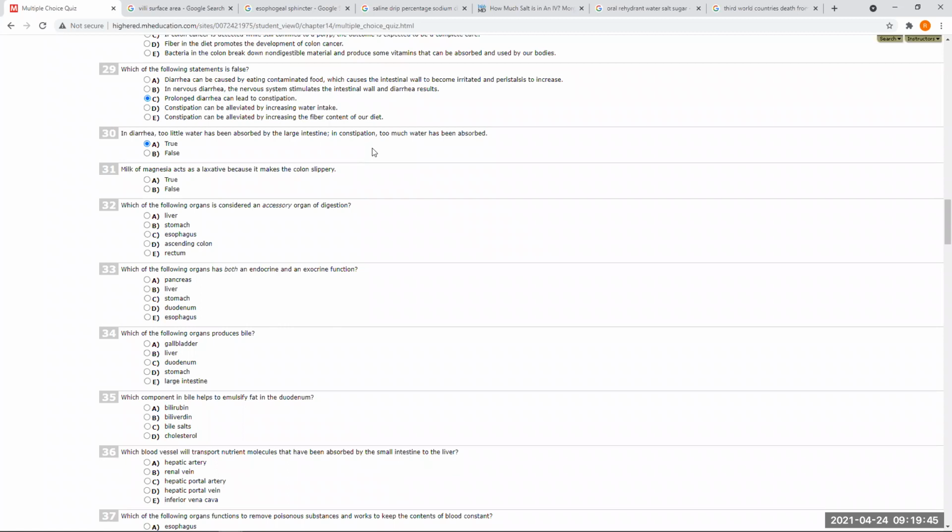Prune juice? Yeah, there are some things that would stimulate the contraction of the large intestine to move it out. So prune juice is another one of them.